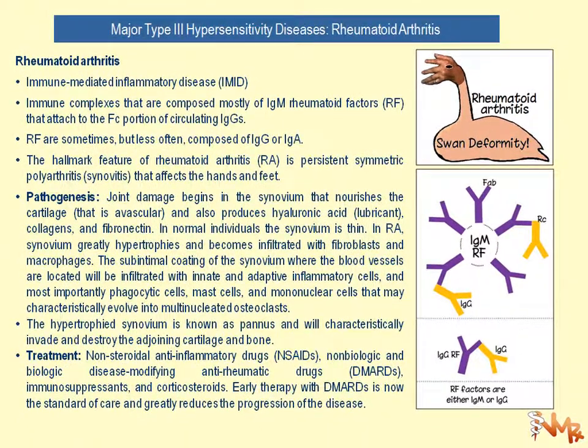So how would you treat rheumatoid arthritis? We can use non-steroidal anti-inflammatory drugs. We can use non-biologic and biologic disease-modifying anti-rheumatic drugs, DMARDs. We can use immunosuppressants and glucocorticosteroids. Early therapy with the DMARDs is now the standard of care and greatly reduces the progression of the rheumatoid arthritis. Let us quickly discuss the treatments for rheumatoid arthritis.